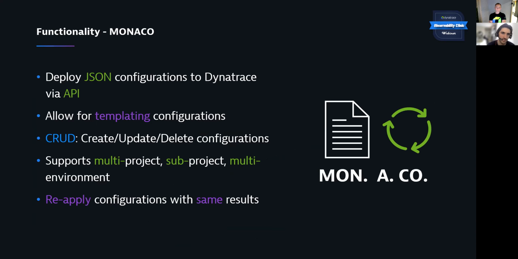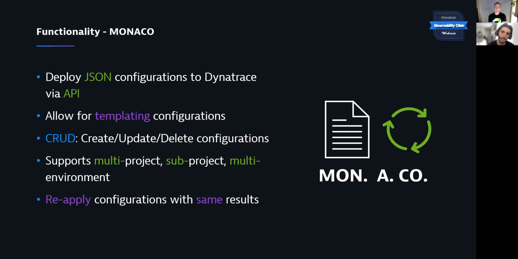A little bit more about the functionality of Monaco. It allows you to deploy JSON configurations via API. You're not worrying about that. Monaco does it for you. It allows for templating configurations, so you could easily copy and paste them across different environments. It follows the CRUD model of creating, updating, and deleting configurations within Monaco. It supports multi-projects, so you can have different environments within the same project. Lots of use cases there, and the ability to just simply reapply configurations with the same results. So that's the great thing about Monaco there.